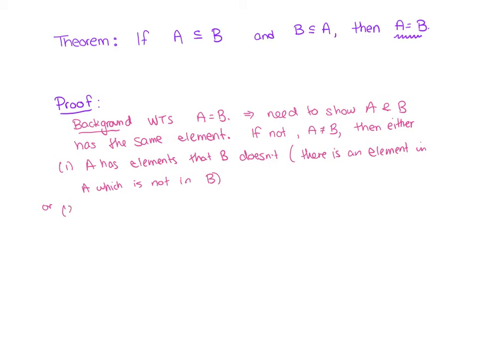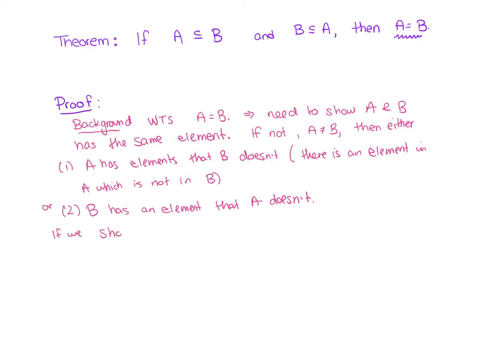Or B has an element that A doesn't. Right, so if this isn't true, if A and B have all of the same elements, then they're equal. And if they don't have all of the same elements, one of them has to have an element that the other one doesn't have.